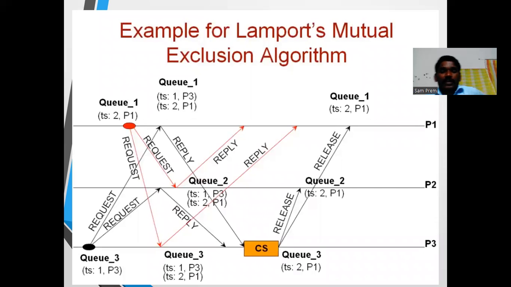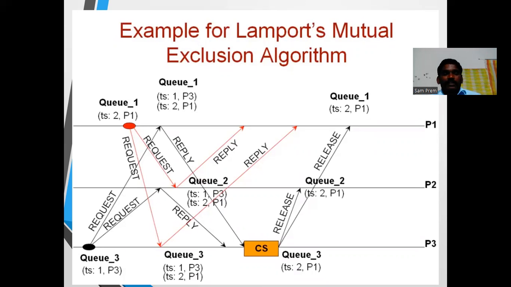Now see the diagram for the Lamport mutual exclusion algorithm. We have 3 processes, P1, P2, P3, and P3 wants to enter the critical section. That means it sends the request message to P2 and P1. After P3 sends its request, P1 can also send a request message to P2 and P3. That means it continues to check the conditions. If the critical section is free, meaning idle, the process can enter the critical section and complete its execution.